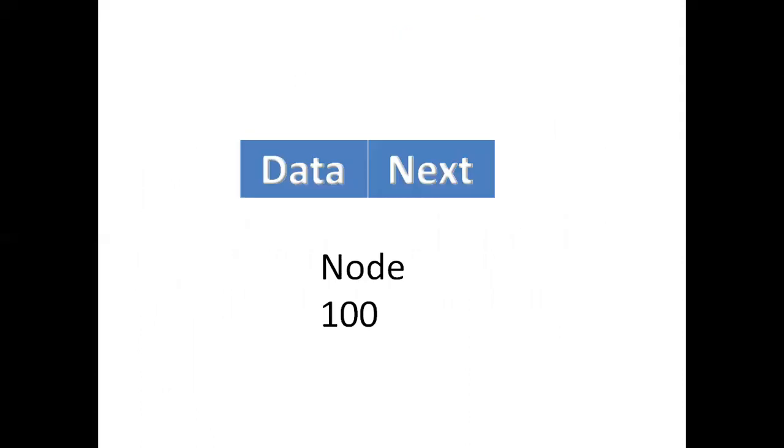Next, this is the example diagram for node. Node is containing two parts. This is called node. Node is containing some address. Assume that address here is 100. So here our node is divided into two parts. First part is called data part. Second part is called next part.